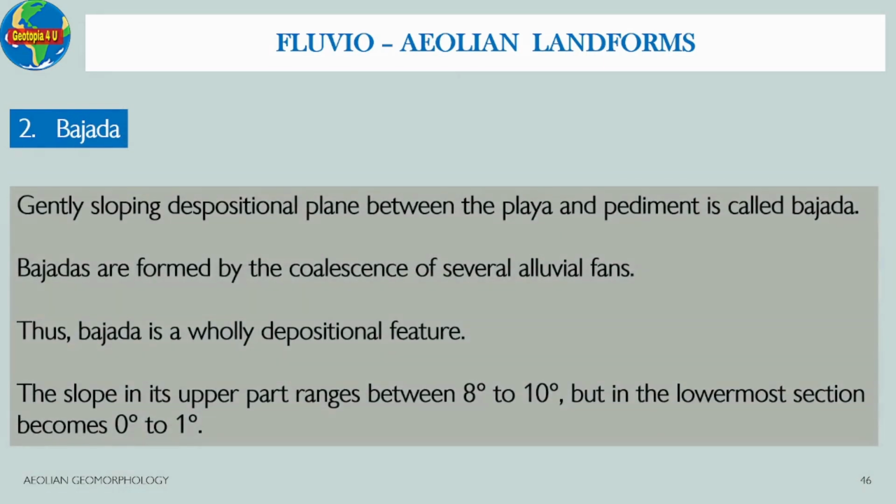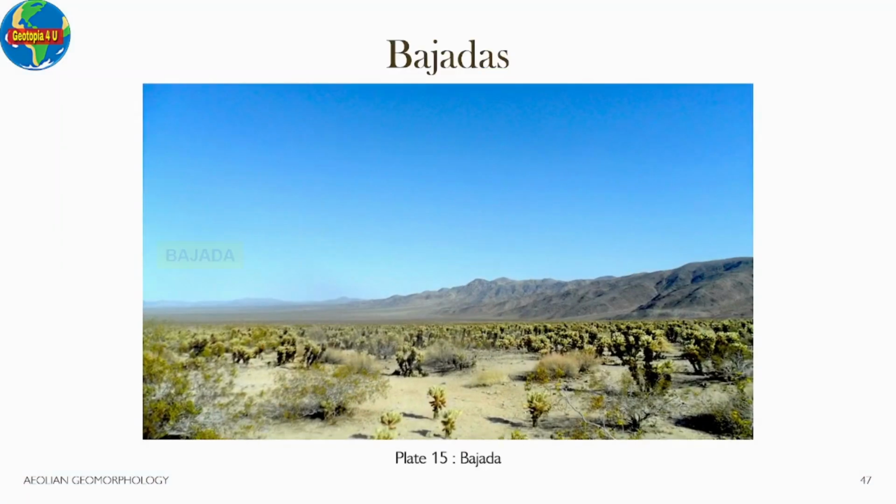Number 2. Bahada. Gently sloping depositional plain between the playa and pediment is called bahada. Bahadas are formed by the coalescence of several alluvial fans. Thus, bahada is a wholly depositional feature. The slope in its upper part ranges between 8 degrees to 10 degrees, but in the lowermost section becomes 0 degrees to 1 degree. In this slide, you can see the picture of how a bahada looks.